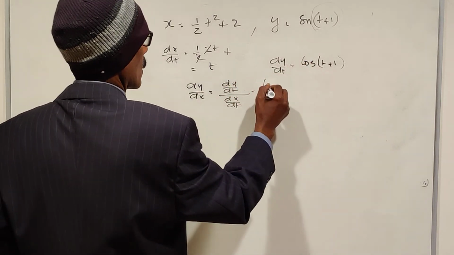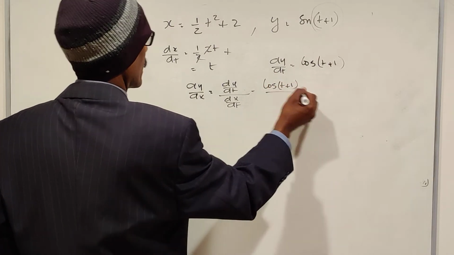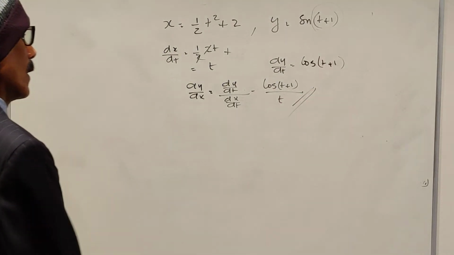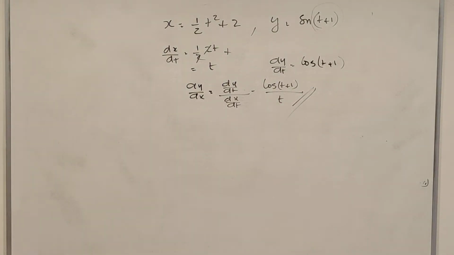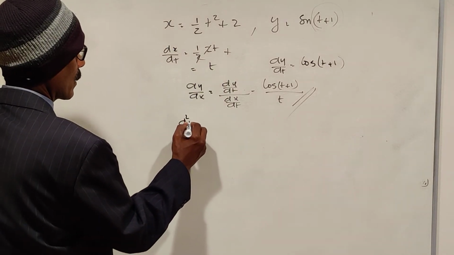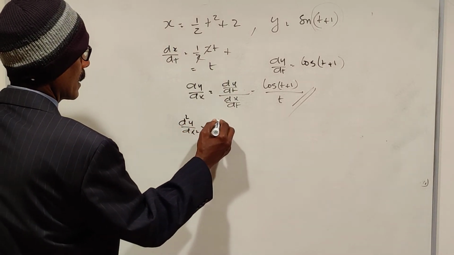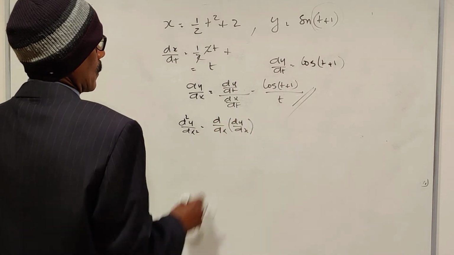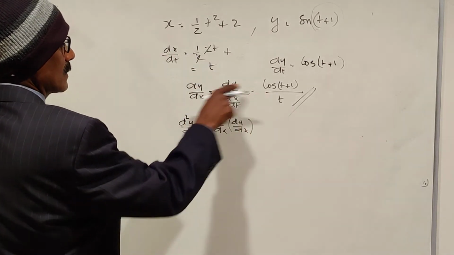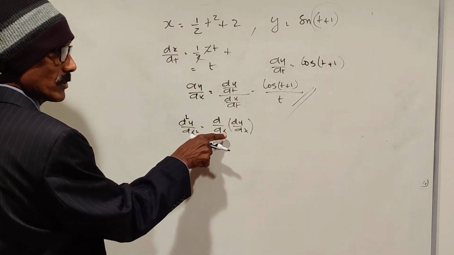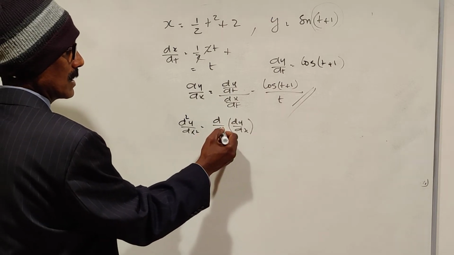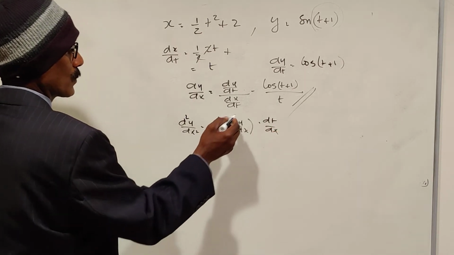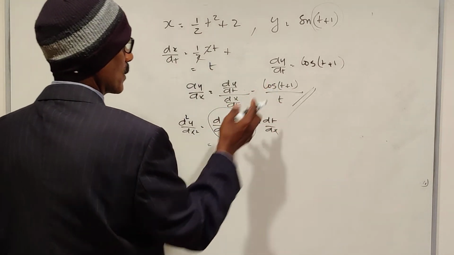So dy by dt is cos of (t plus 1), divided by dx by dt, which is t. So this is dy by dx. Then d square y by dx square equals d by dx of dy by dx. But dy by dx is in terms of t. You cannot differentiate with respect to x. So differentiate with respect to t times dt by dx. That is the formula.